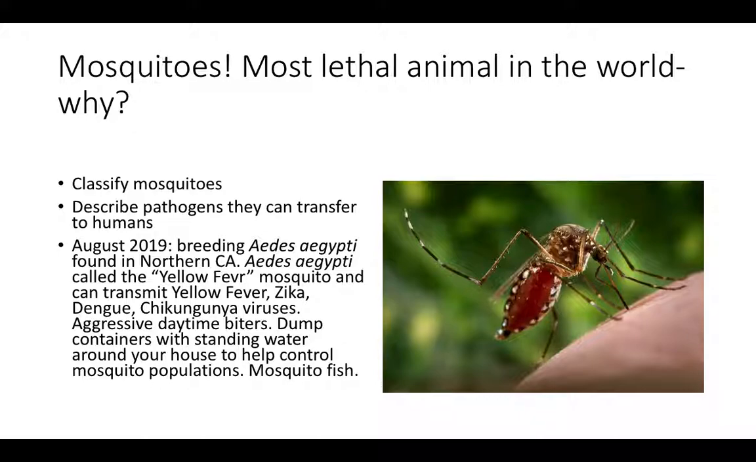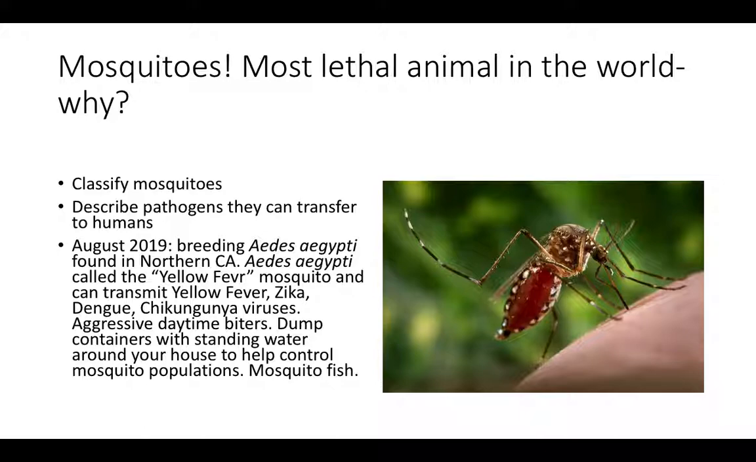So this is just such bad news, you guys, to have Aedes aegypti here in Northern California. They're aggressive daytime biters, right? So usually we think of mosquitoes at night. These guys come out during the day, and they're very aggressive. But one thing we can do, you guys, this really can be helpful. Check around your house. If there's any containers with standing water in them, dump them out.